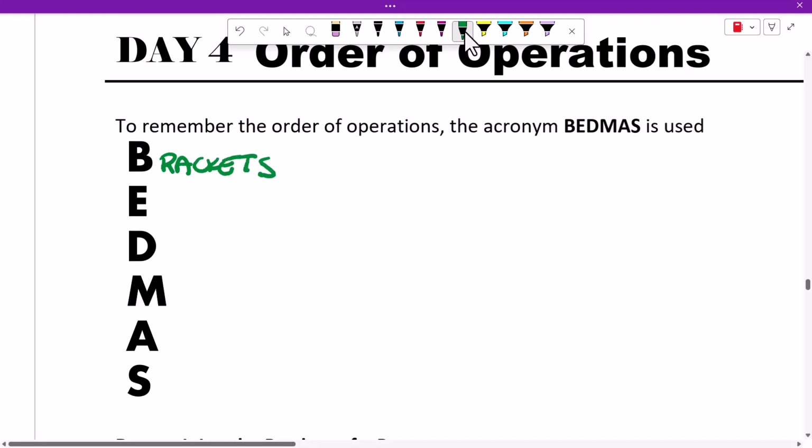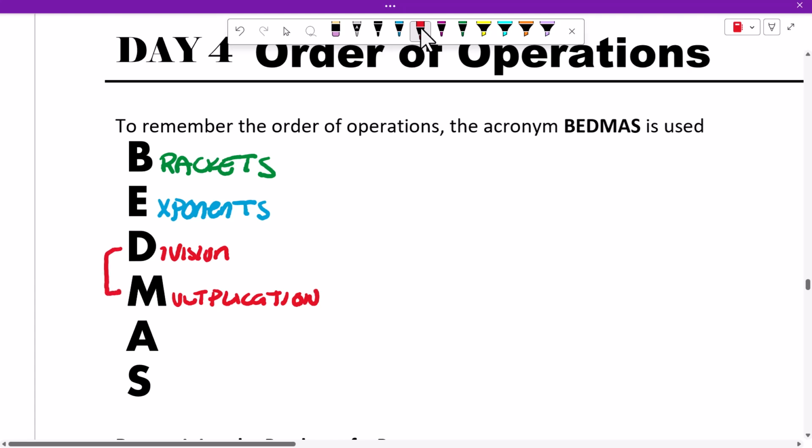E stands for exponents. And that's what we're learning about this whole chapter. Then we have division and multiplication. Now, division and multiplication are what we call tied. Division doesn't always come before multiplication. So those are called tied steps. So how do you choose which one to do first? It's the one first to the left.